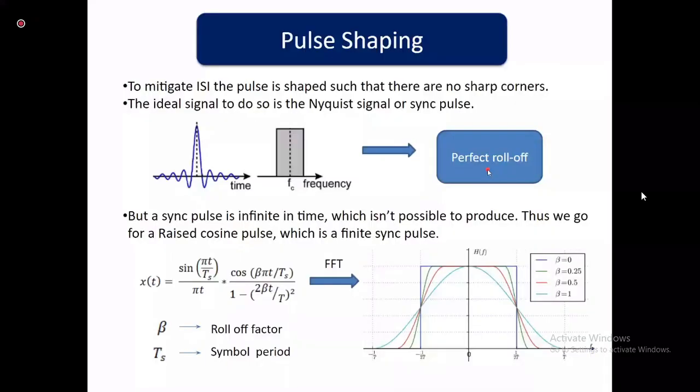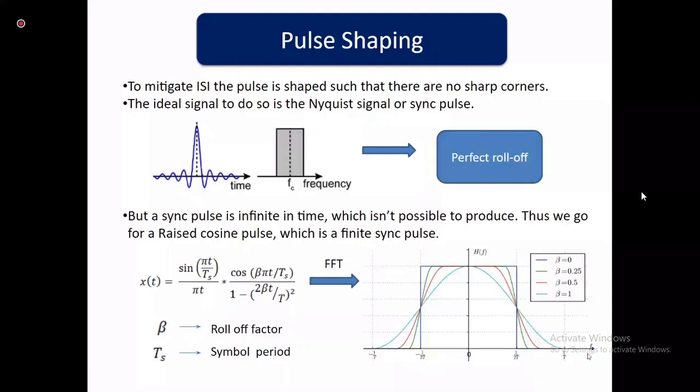So perfect roll-off is in the case of a Nyquist pulse. We do the same thing for a raised cosine pulse, except that we give something called a roll-off factor. Roll-off factor is basically how close your frequency domain signal looks to a square. The higher the value of beta, the less it looks like a square, and the smaller it is, the more it looks perfect.